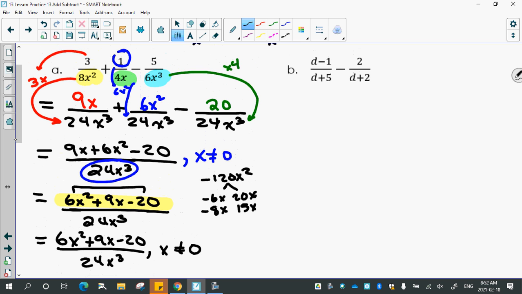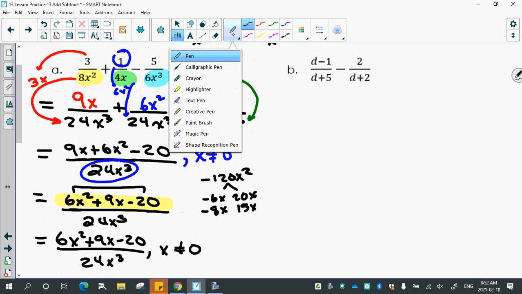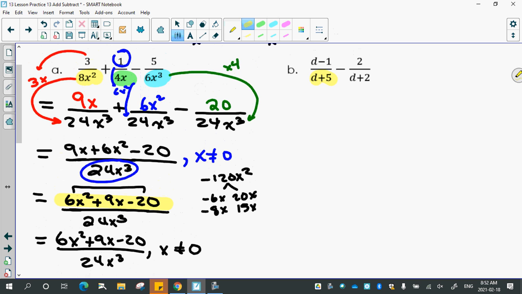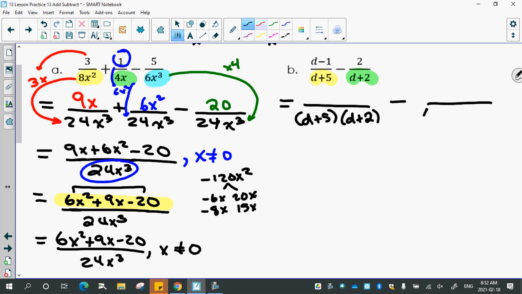All right, B. So now our denominators are binomials. Okay? So you find a common denominator by multiplying. So this unknown number d plus 5 multiplied by this unknown number d plus 2 will be our common denominator. We don't know what they are, so we can't really do any better than that. Okay? Multiply them together, and we know we get our common denominator.